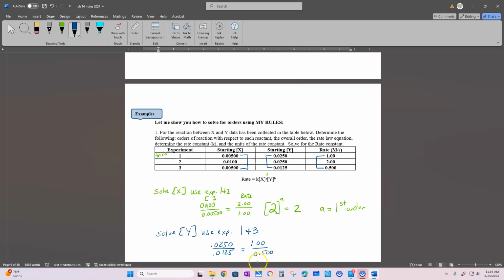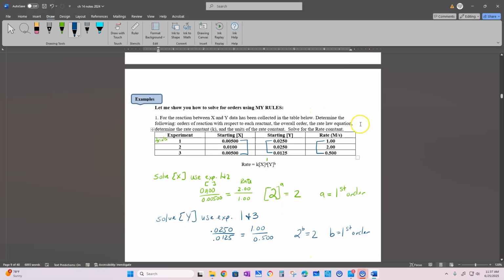So remember, this is concentration. Let me get my calculator. It looks like it's 2, but let's not start doing math in our heads. All right, so this side is going to be 2. So 2, and I'm going to put a B because we're solving for the Y. And then 1 divided by 0.5. Well, that looks like 2 also. All right, so then that means B is first order. Okay? All right, so let's make some notes so far. Okay? Whoever you're solving for, the X, that means the concentrations have to change.